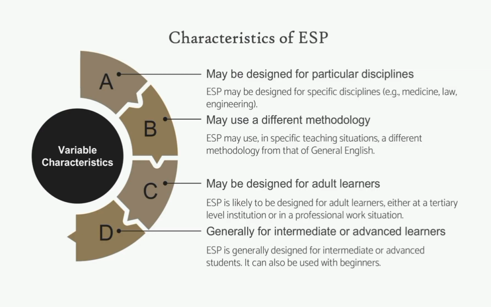Dudley-Evans and St. John also describe several variable characteristics. ESP may be designed for specific disciplines such as medicine or engineering. It may use different teaching methods from general English. It is generally intended for adult learners, and it is usually designed for learners with an intermediate or advanced level of English, although beginners can also study ESP.